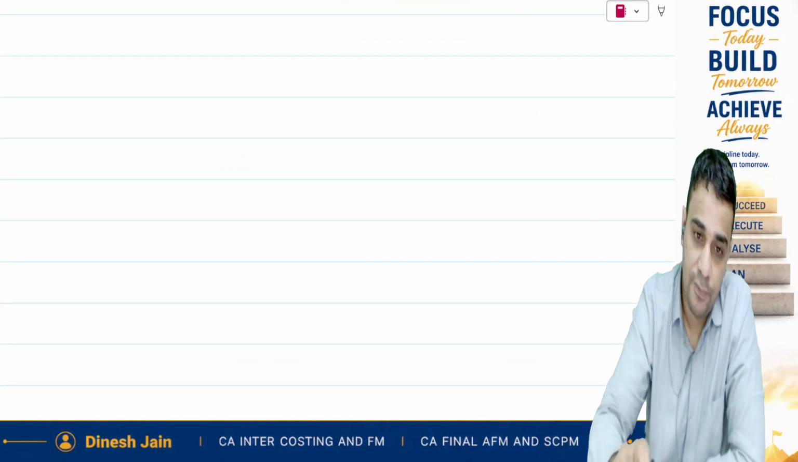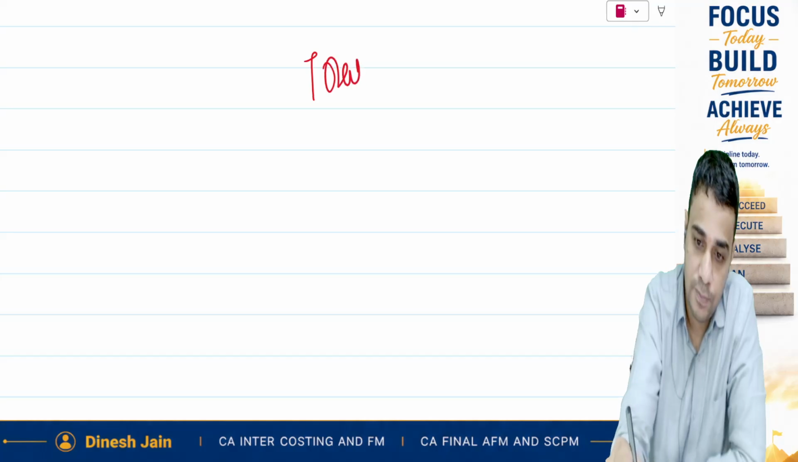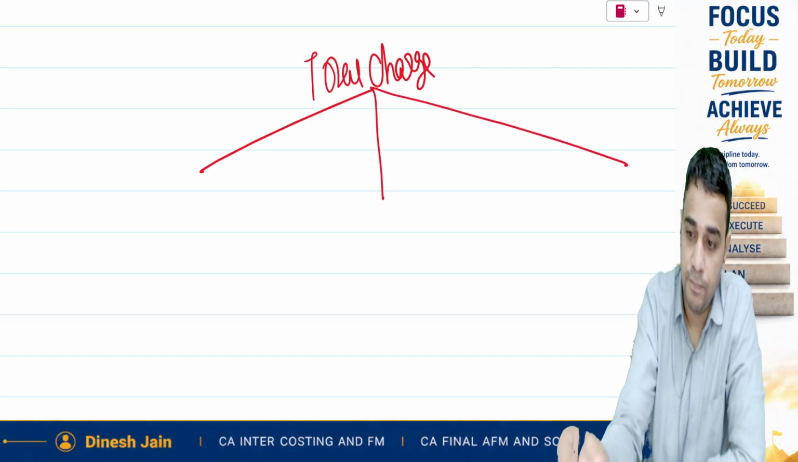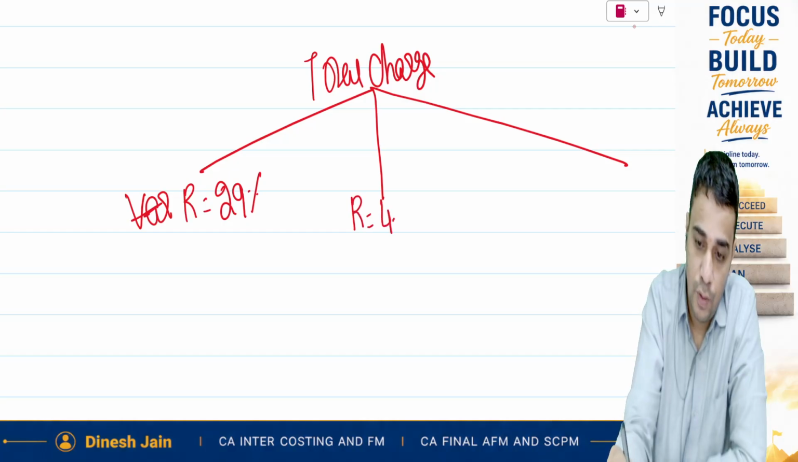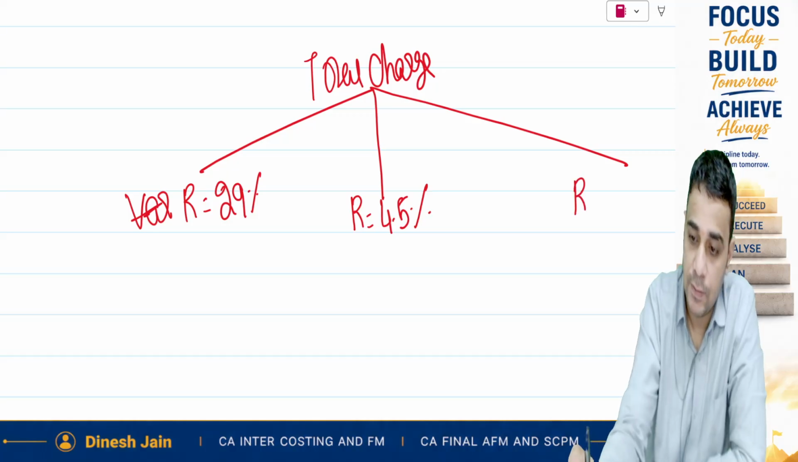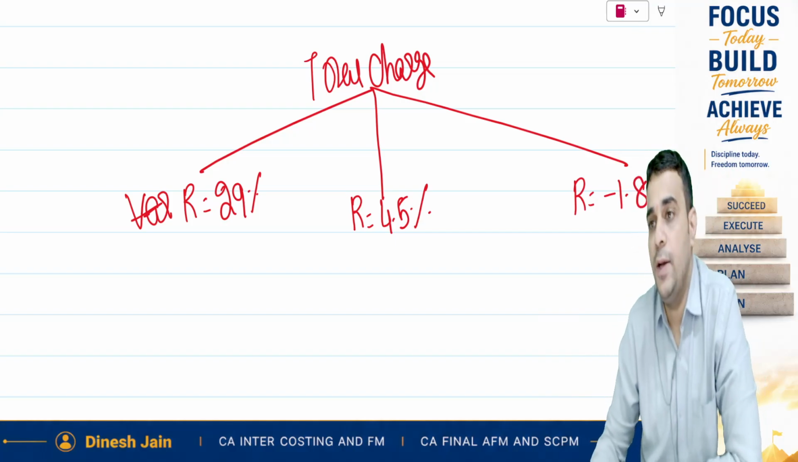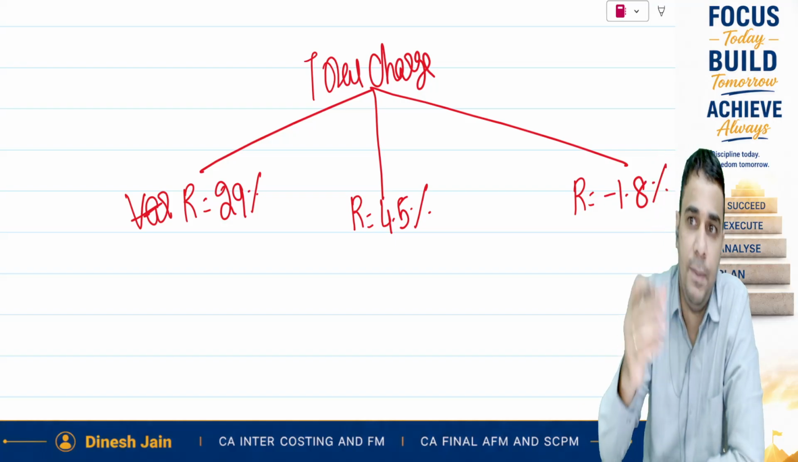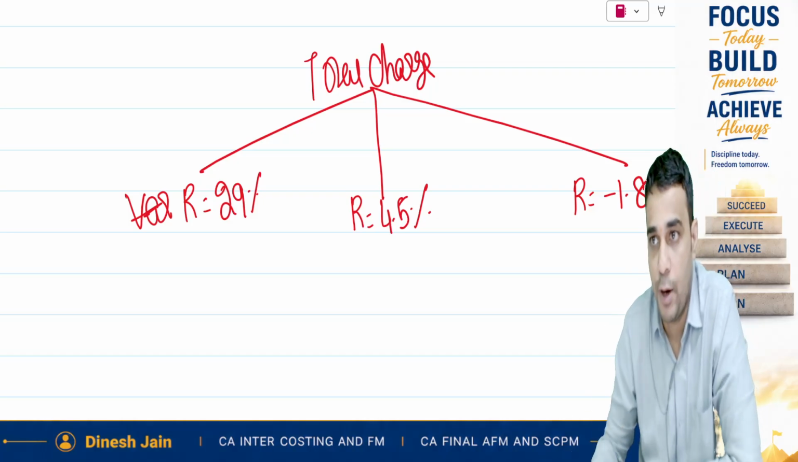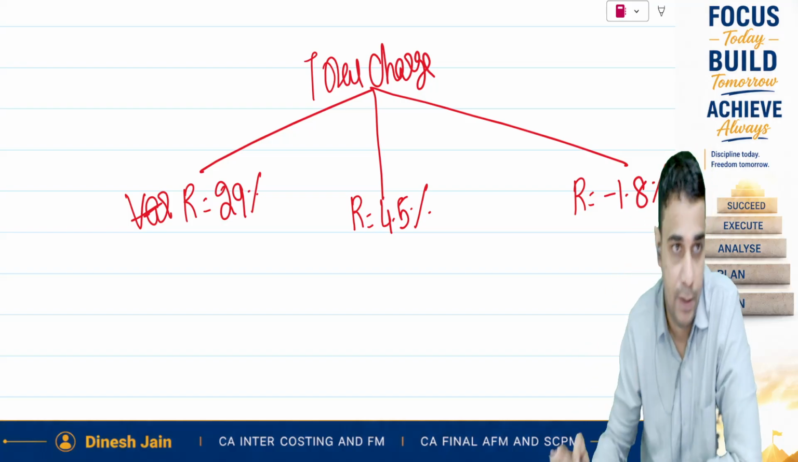Next, incentive or total charge. Total charge, split into 3. Variable return, sorry, 29%, 4.5%, negative 1.8%. I generally do it as a chart presentation. In exam, you can do a table or chart, provided you are able to explain properly. In the printed answer, everything will be in table. In class, I generally try to do it in chart, easy to explain.